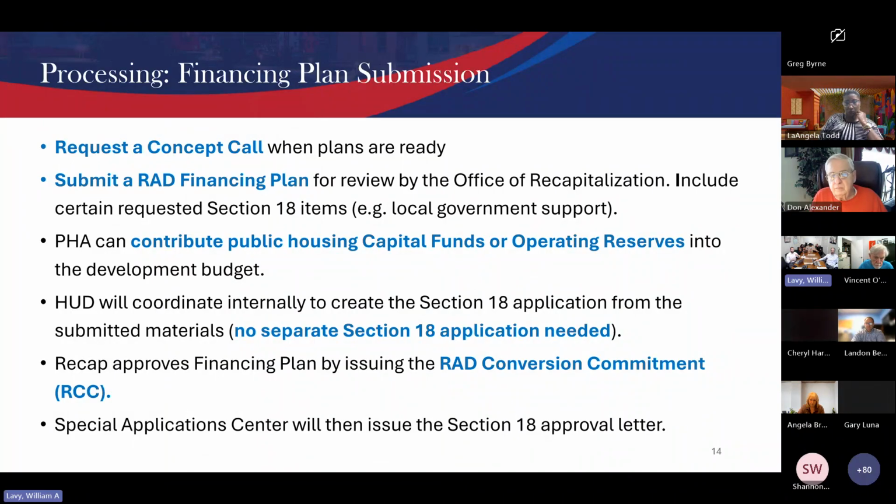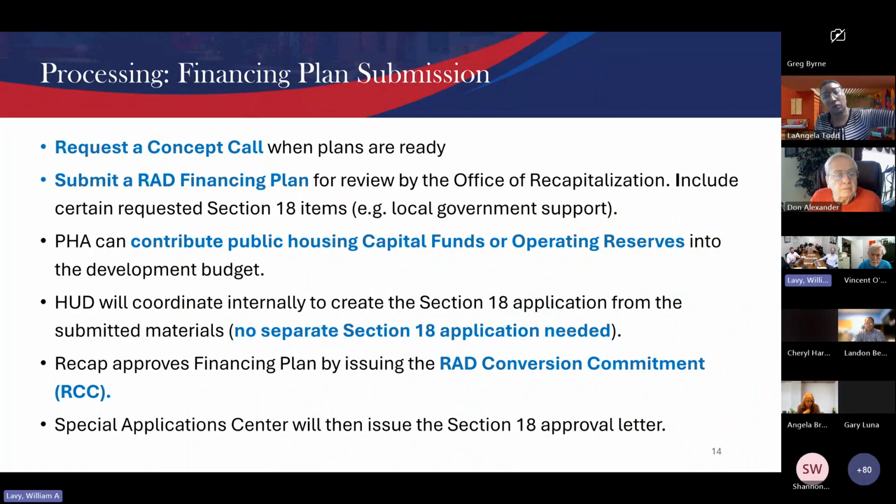When you submit that financing plan, again, this is under the RAD program and the RAD resource test. So we're going to drive the process, but there are some Section 18 items required, right? Like the local government support letter, but it's all part of the process. We've really tried to streamline this and make it as simple as possible.